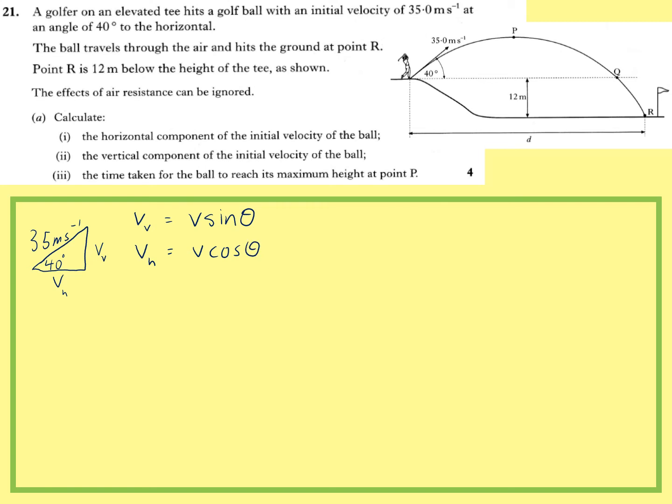Part 1 is asking us to calculate the horizontal component. So VH equals V cos theta, which equals 35 times cos of 40, which gives us an answer of 26.8 meters per second.